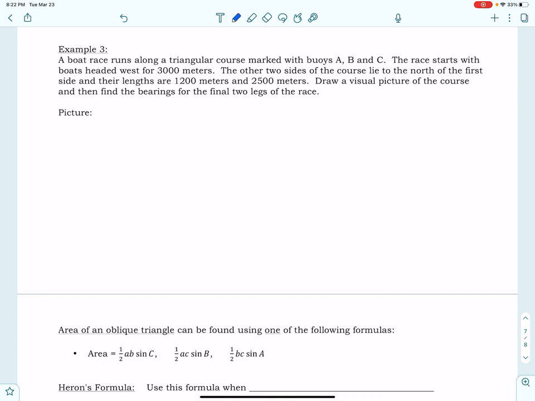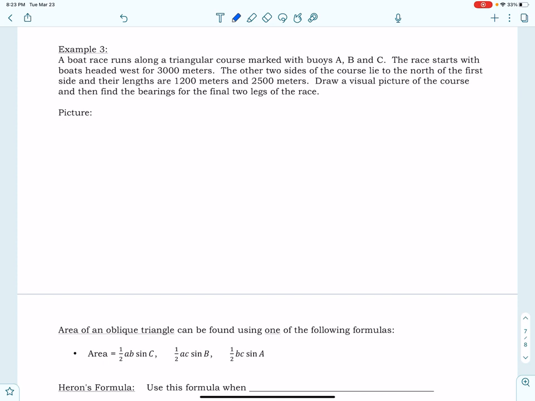You can draw. So a boat race runs along a triangular course marked with buoys A, B, and C. The race starts with boats headed west for 3,000 meters. The other two sides of the course lie to the north of the first side, and their lengths are 1,200 meters and 2,500 meters. Draw a visual picture of the course and then find the bearings for the final two legs of the race. So basically what you have here is a boat that's racing here and here and here, okay? That is what is happening. So we're going to create a triangle, a prettier triangle, with everything marked.